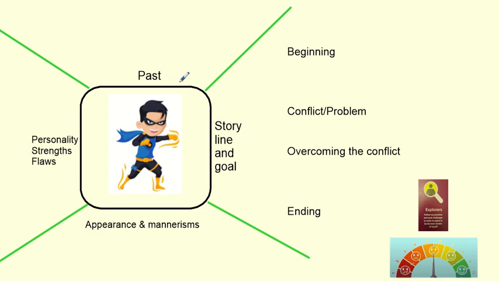Above your character you can record and make notes about their past. To the left of your character you can record and make notes about their personality, including their strengths and flaws. Underneath the character, you can think about their appearance, what they look like, and their mannerisms. And then to the right, where you've got more space, we can think about their storyline and the goal. It might be useful to make some notes about the beginning of the story, the conflict or the problem that they come up against, how they overcome it, and how your story is going to end.